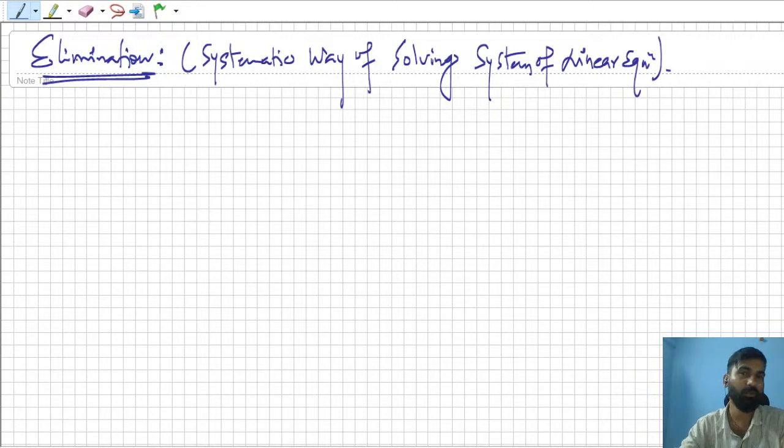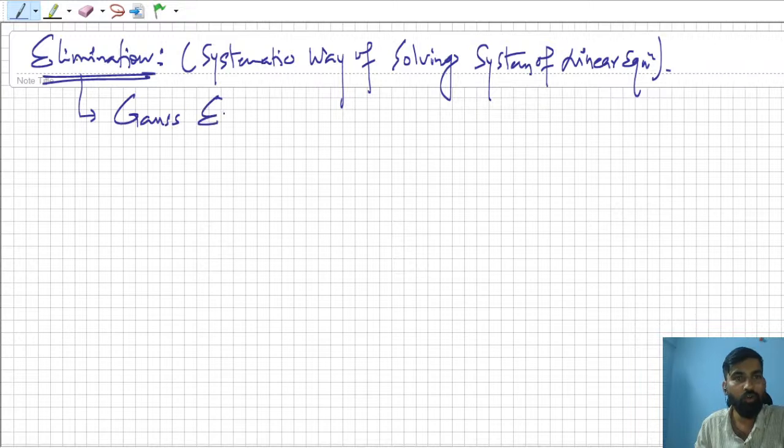Already you know how to apply elimination. If I give you a 2 by 2 system, two equations, then you can apply elimination, deleting one variable at a time, finding the other, then substituting back. This has a name, the Gauss elimination method, right? This is one of the methods to solve a system of linear equations.